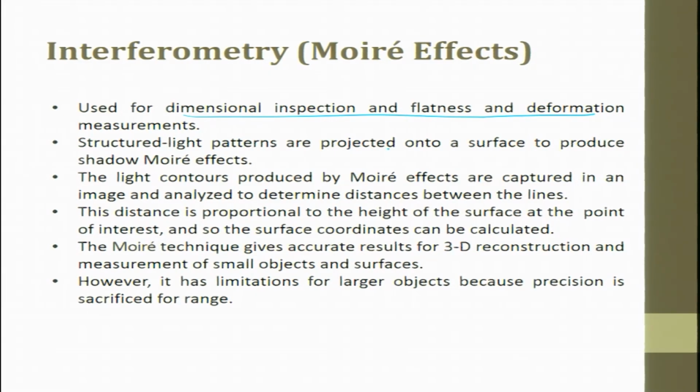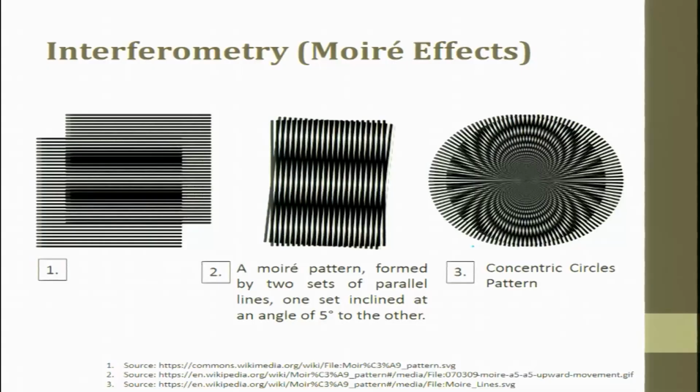Structured light patterns are projected on a surface to produce a shadow Moire effect. The light contours produced by the Moire effect are captured in an image and analyzed to determine the distance between the lines. The distance is proportional to the height of the surface at the point of interest. The Moire fringe technique gives accurate results for 3D reconstruction.